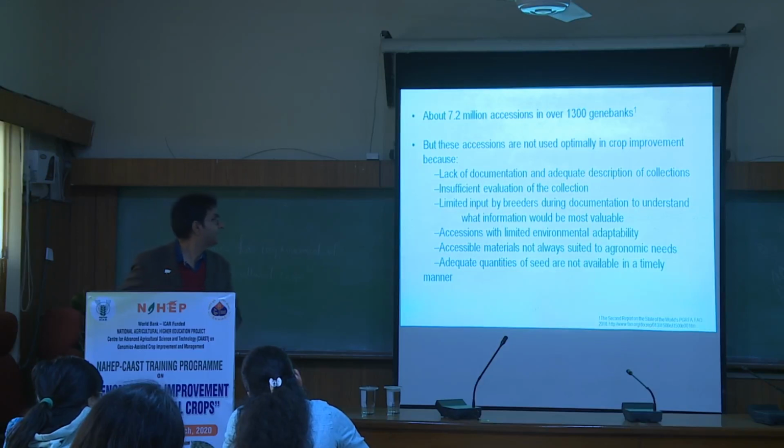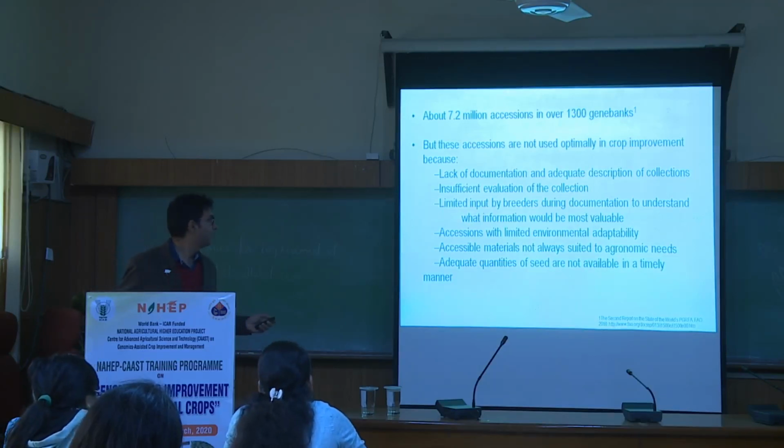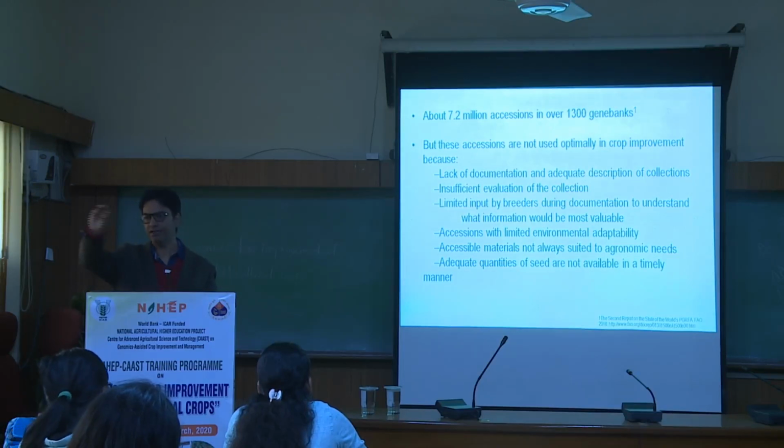About 7.2 million accessions are there in our 1300 gene banks. You must have heard about the Svalbard gene bank, which is a doomsday gene bank they have kept. But these accessions are not used optimally. We have our NBPGR here also. I will show you how many accessions are there. The people there, like I have some material, I will just send them, and they will just keep it in their gene bank.